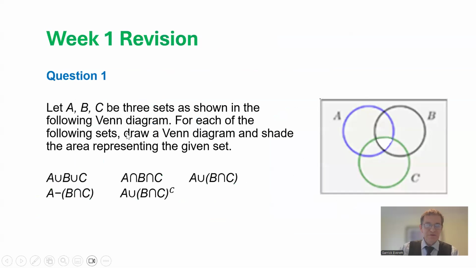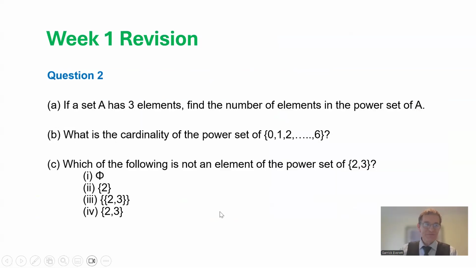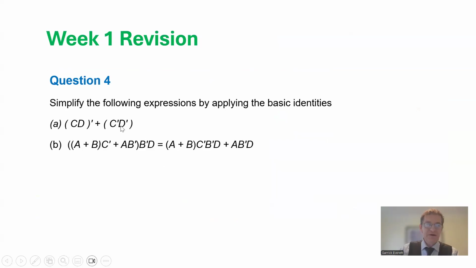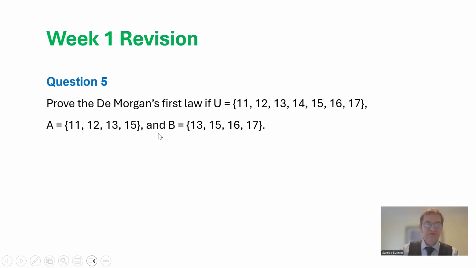So I've put this question in. This is really a high school question, but I put it in because we're doing Venn diagrams. You can have a bit of fun with doing that. The rest of them are not so much fun. They're more important. So you've got using cardinality and power sets. Then you've got whether it's bounded or unbounded. Then here's using basic identities. And question 5 is just proving De Morgan's first law.